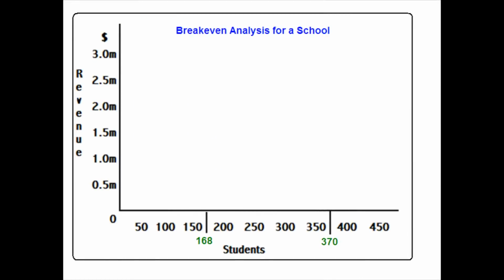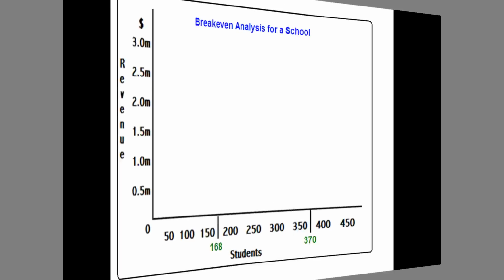We can start with a basic graph. And this is a break-even analysis we actually did for a school. So on the vertical, we have revenue from 0 to 3 million, and that would be 3 million a year. On the horizontal, the number of students that would be attending the school.